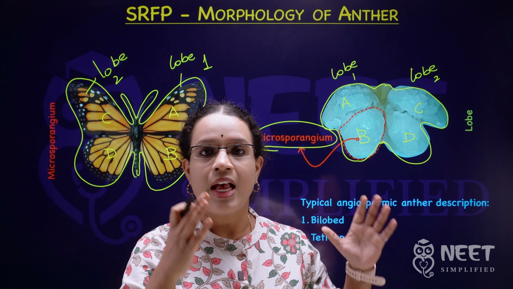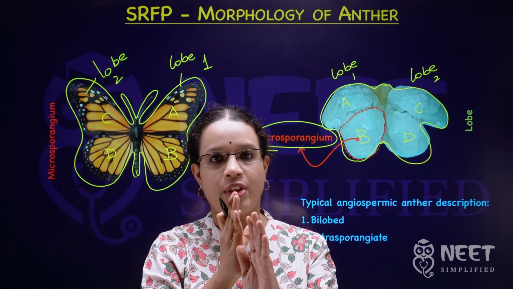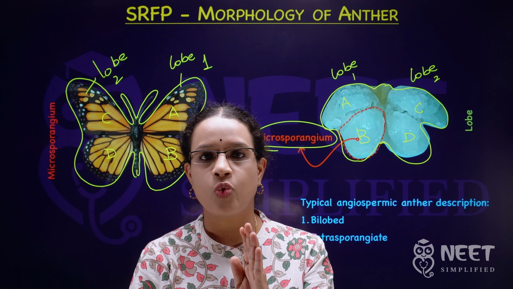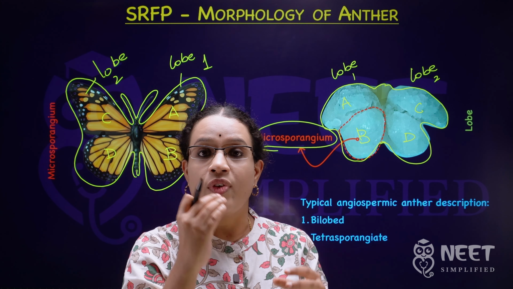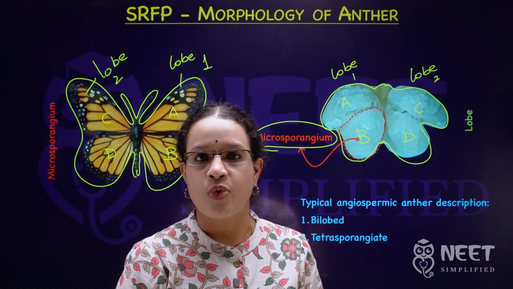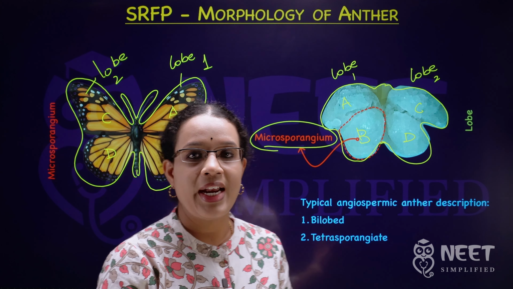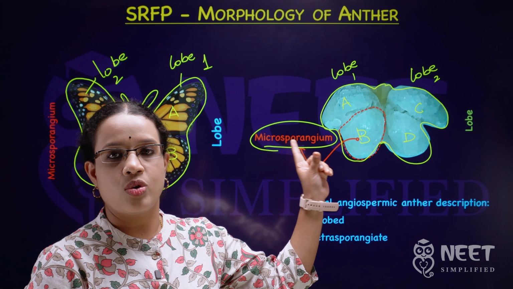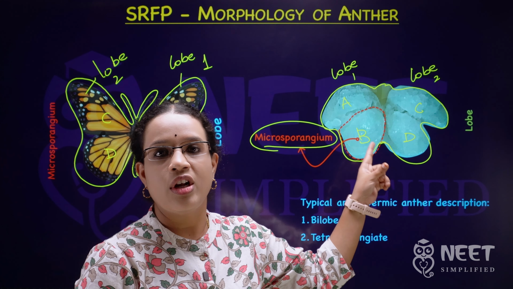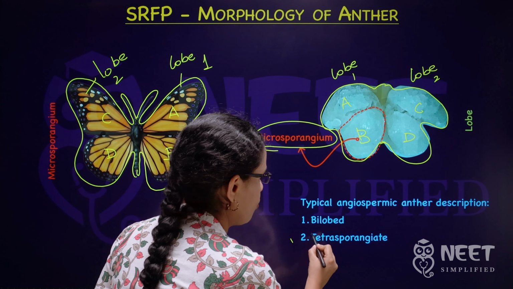Now what are we doing? We are comparing the lobe to half of the butterfly's body with the two wings. So that is forming one lobe. Just like that, you have the wings corresponding to the microsporangia. So how many wings did we find? We found A, B, C and D, that is 4 wings. So just like the butterfly, we have 4 sporangia, hence tetrasporangiate.